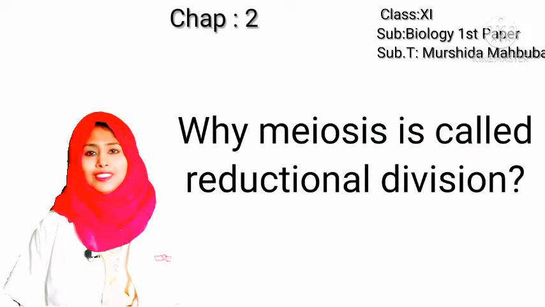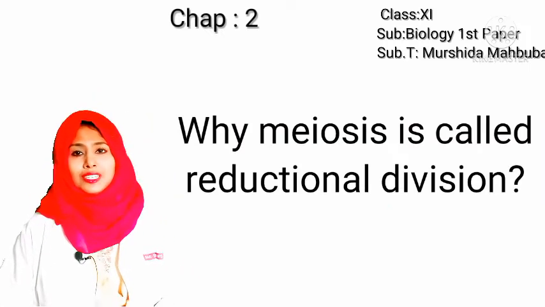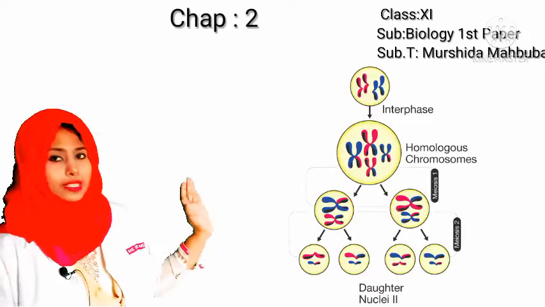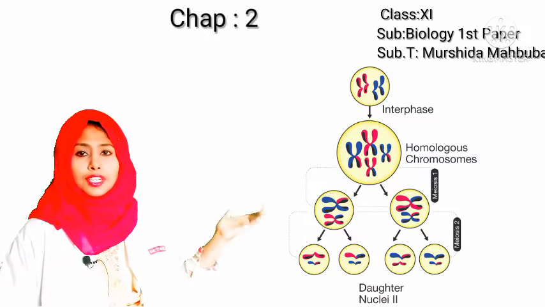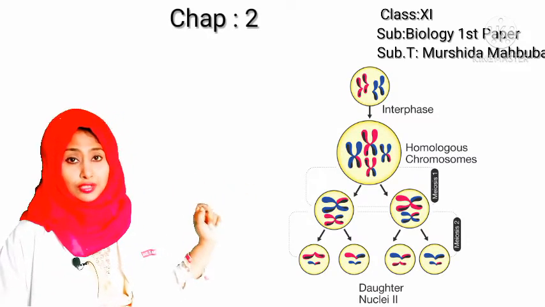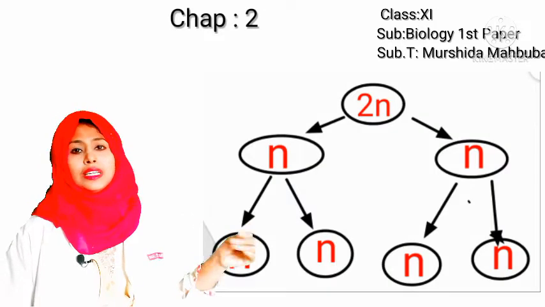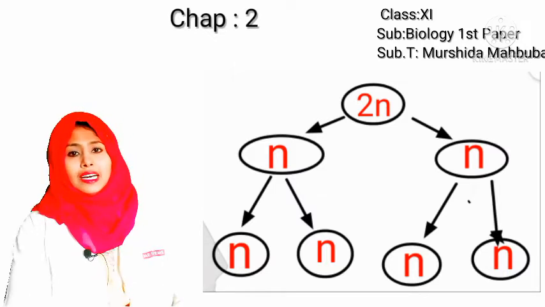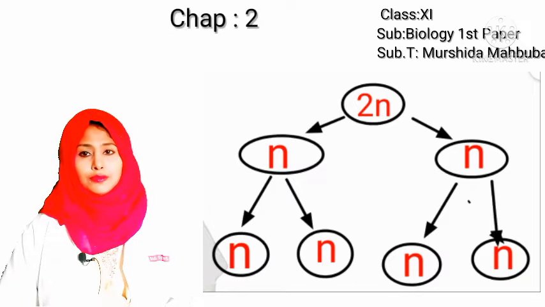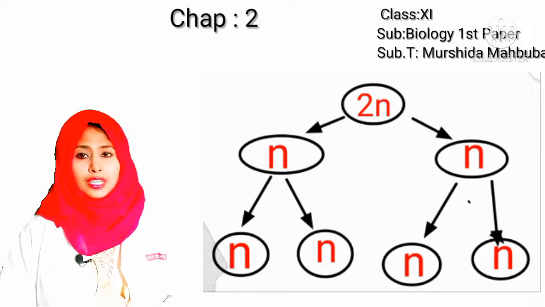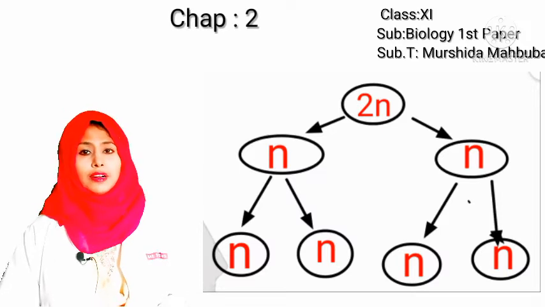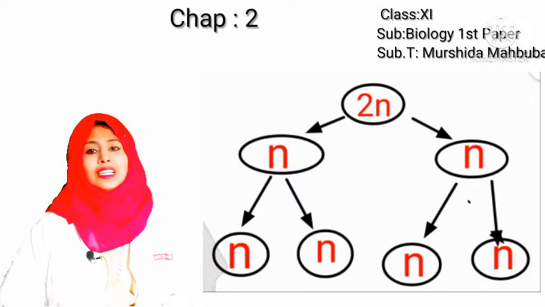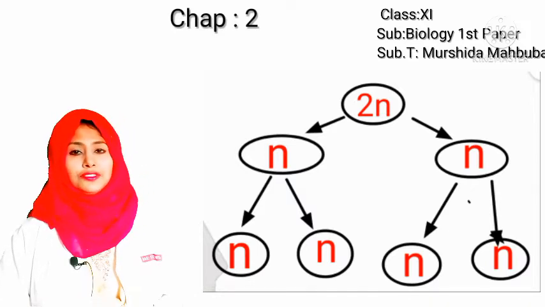You know why meiosis is called reductional division. Meiosis is a special type of division in which the diploid number of chromosomes is reduced to haploid in the daughter cells. Here chromosomes divide once while the nucleus divides twice and the 4 daughter cells are formed. For reducing the chromosome number of daughter cells to half, this division is known as reductional division.